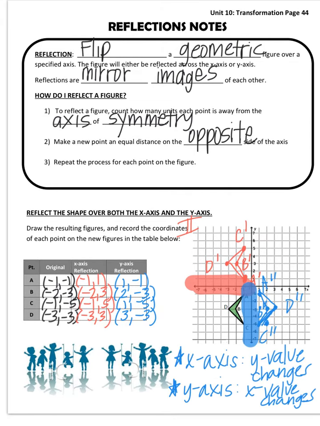Okay, so I made a note down here. For the x-axis, it's kind of opposite what you would expect. We notice that we changed the sign of the y value. So -1 changed to 1, -3 changed to 3, -5 changed to +5, -3 changed to +3. So we changed the sign. The numbers stay in the same order. For the y-axis, your x values are changing signs.